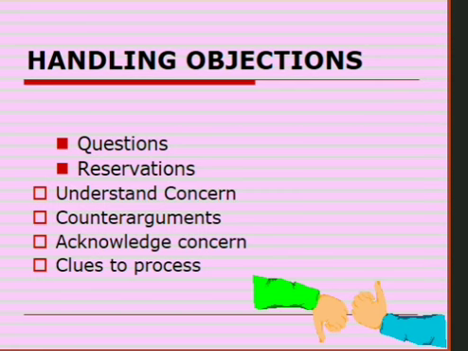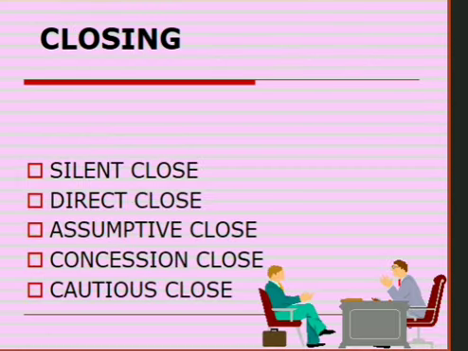That also should have a clear clarification. Now in this stage, the salesman first needs to understand the concern of the customers, then present the counter arguments with the comparative analysis, then acknowledge the concern, then proceed with the process, and then proceed towards the further closing. And the next stage is closing.